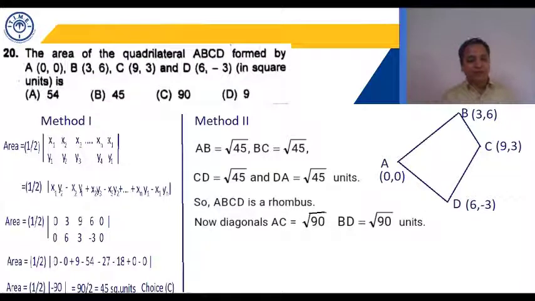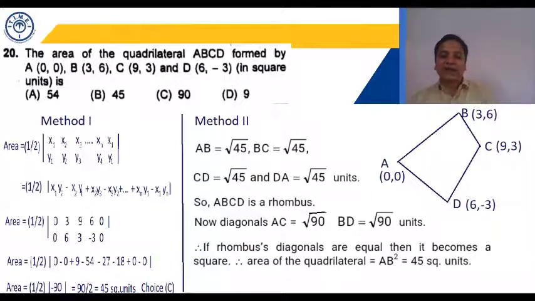Now all four sides are equal. We can safely say it's a rhombus, but diagonals are also equal. But in a rhombus, diagonals are not equal. So if all four sides are equal and diagonals are equal, this figure is actually a square. So we can safely say if in a rhombus the diagonals are equal, then it becomes a square. That means square is a bigger set.